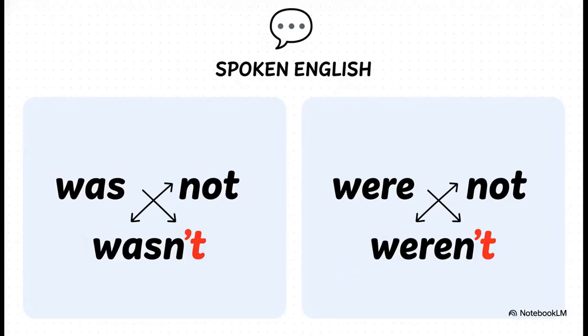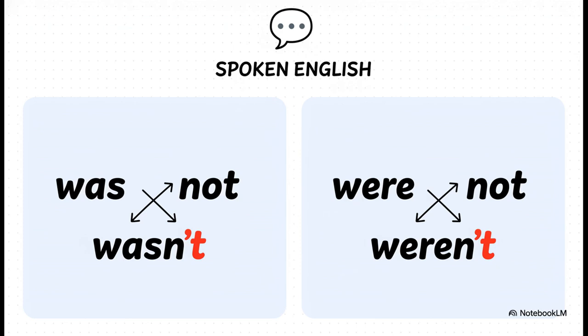Now, if you're writing a formal essay, you're definitely going to use was not and were not. But let's be real, in spoken English, native speakers mash these words together all the time into shorter forms. Was not squeezes down into wasn't, and were not turns into weren't.